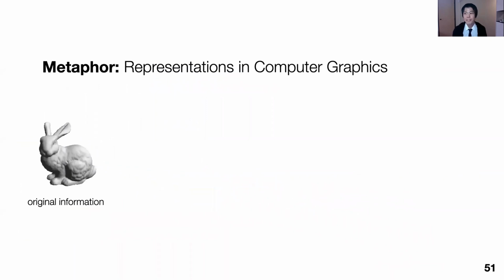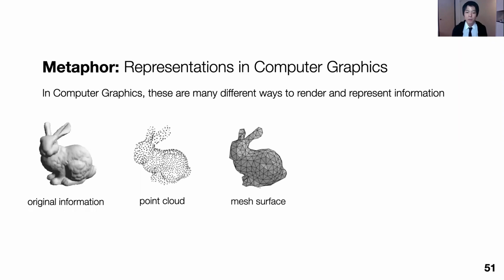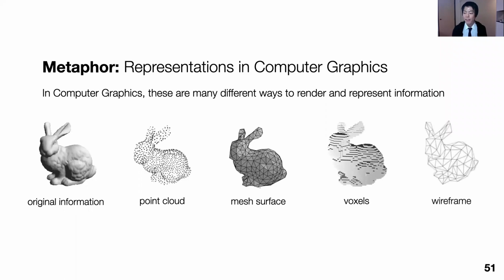For example, in computer graphics, there are many different ways to render and represent information of the original digital data. For example, using spatially aligned dots with a point cloud, or using polygon mesh surfaces, or using voxel representations, or even wireframes connected to each other. So as we can see in computer graphics, there are many different ways to render and represent information.